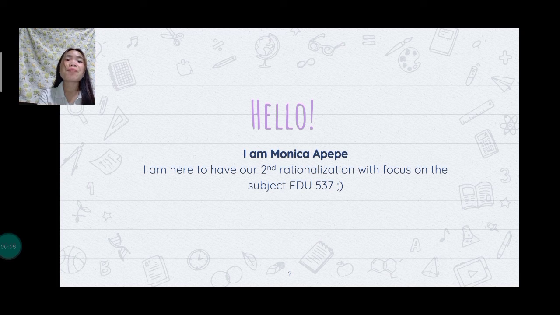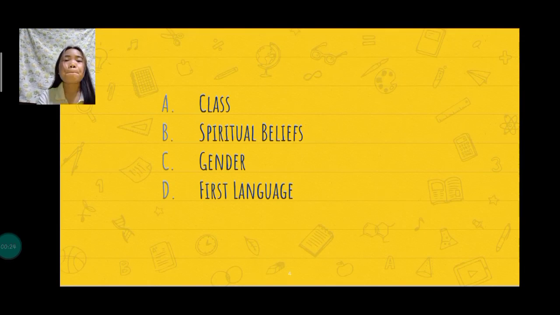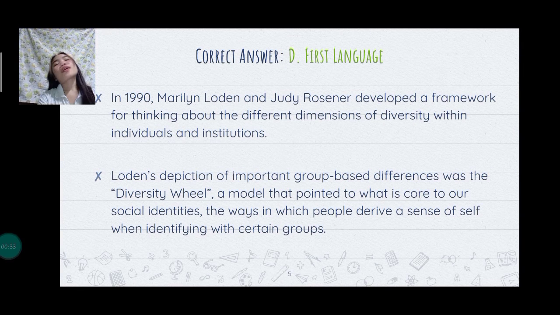Again, I am Monica Apepe and I am here to have our second rationalization with focus on the subject EDU 537. So let's begin with the first item, which is number 45, and the question is, which of the following is not a primary dimension of Loudon's diversity wheel? The options are letter A, class, B, spiritual beliefs, C, gender, and letter D, first language. The correct answer is letter D, first language.